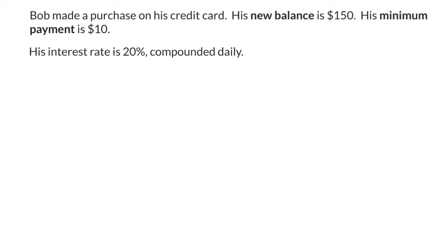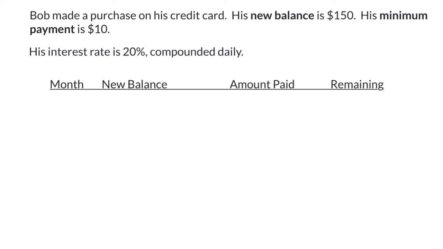So to solve this problem, I'm going to organize my thinking in a table. We're going to go each month to find the new balance. We're going to write down how much he pays and then figure out how much is remaining to be paid. So in the first month, what's his new balance? Well, it's right here. It's $150. What's the amount he pays? Well, he's only making the minimum payment, so he's paying $10. So if he owed $150 and he paid $10, how much is remaining? Well, it's $150 minus 10. So he has $140 remaining to be paid.